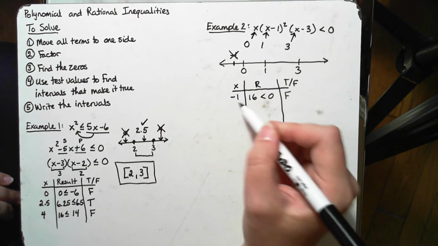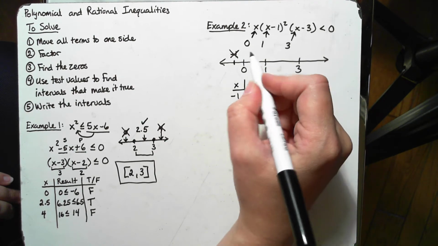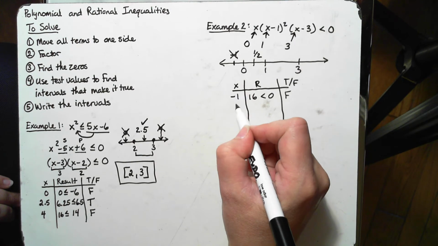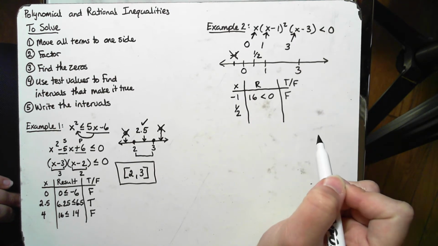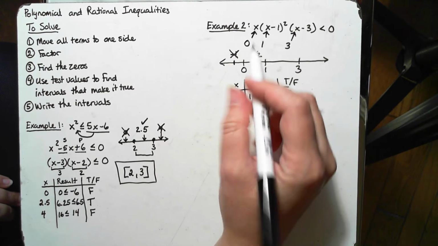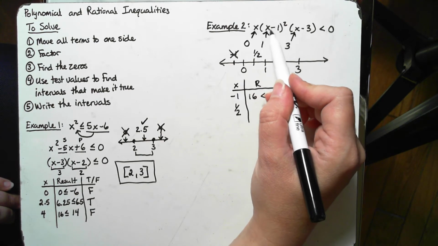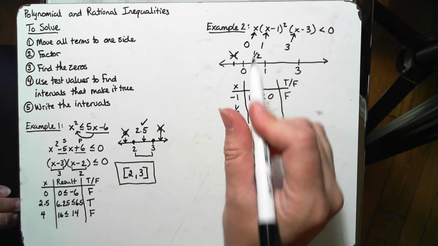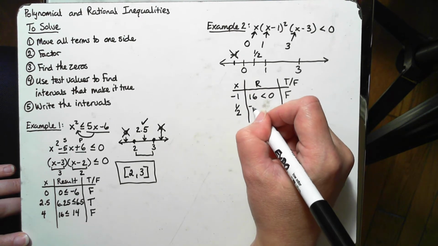Next, I'll pick a value that's between 0 and 1. So maybe I'll do 1/2. So x is going to be 1/2 in my next example. And I'll take 1/2 and put it in. 1/2 times 1/2 minus 1 squared times 1/2 minus 3 is actually -3.125.